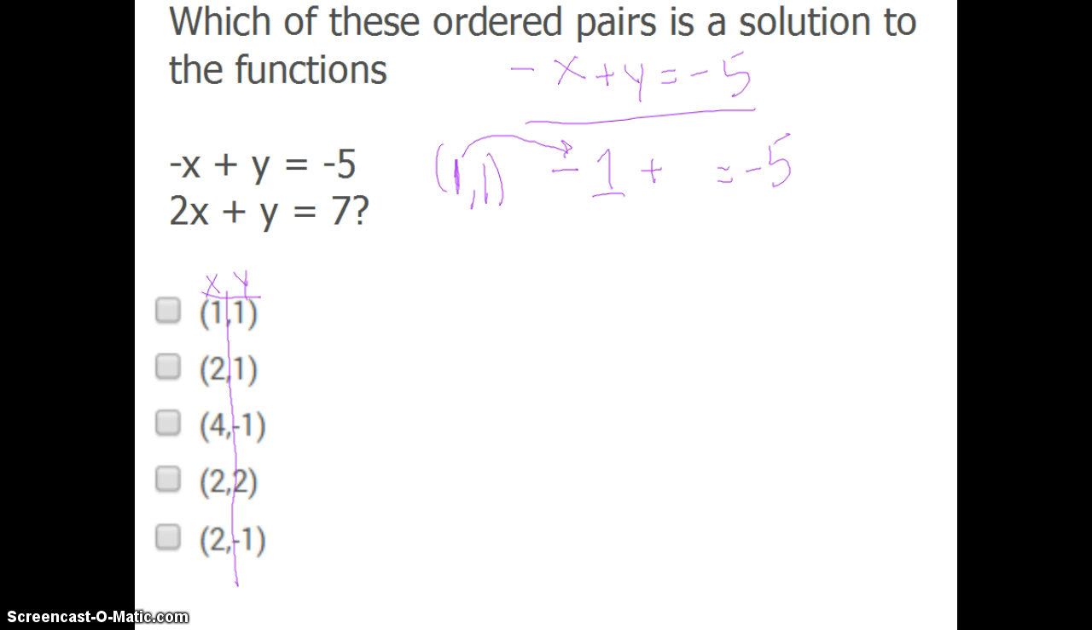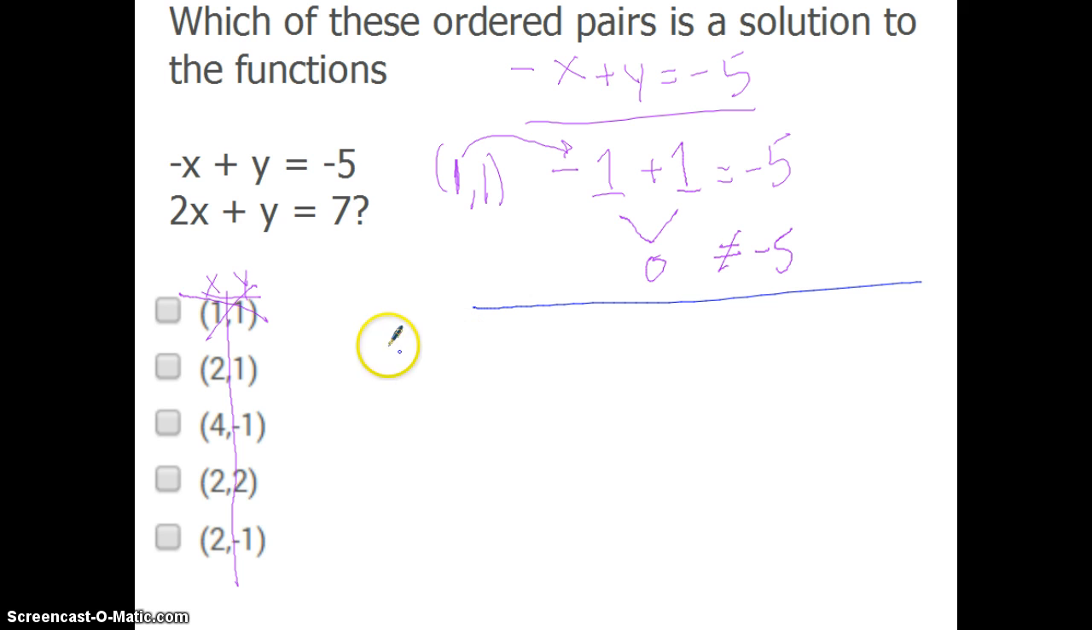So x got replaced with the number 1, and y got replaced with the number 1. Okay, so -1 plus 1 is 0, and that does not work. It is not equal to -5, so I'm going to cross this possibility out. If I replace x with 1 and y with 1, I get 0, and I wanted -5, so I need to keep going. So let's use a different color here.